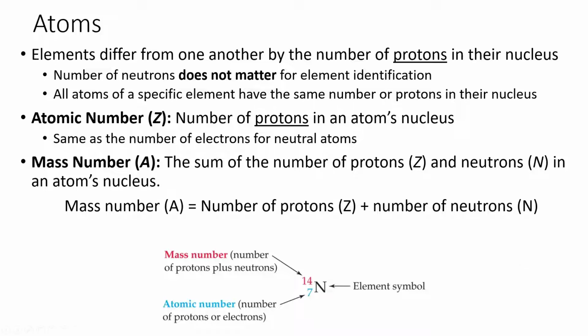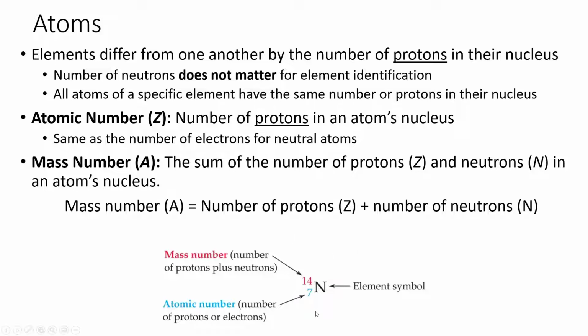So we have a value called the atomic number, which is given the symbol Z. And this atomic number is the number of protons in the atom's nucleus. And so that's the same as the number of electrons for a neutral atom. And then we have a mass number, which is given the symbol A, which is the sum of the number of protons, which is the atomic number, and the number of neutrons, which we call N, in an atom's nucleus. So the mass number is equal to the number of protons plus the number of neutrons. Okay? And this makes sense because remember, the electrons have such a small mass that they really don't contribute to the mass of a material.